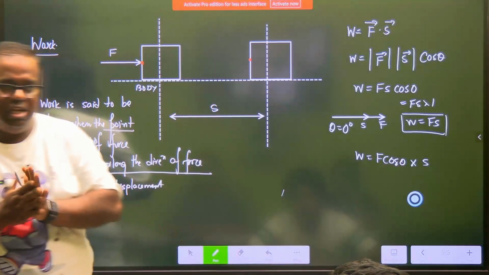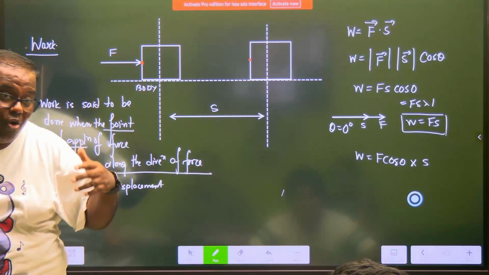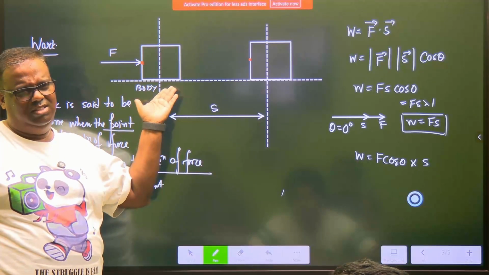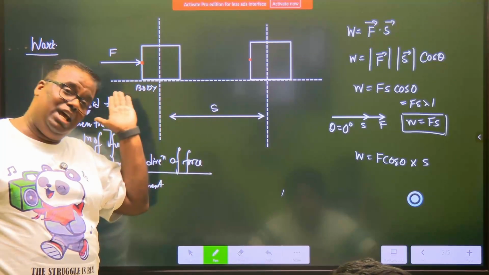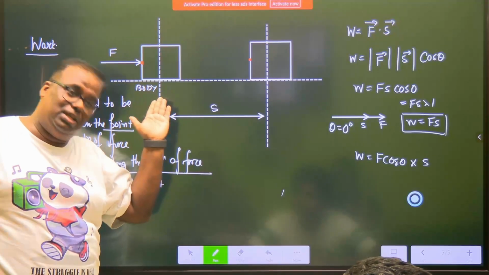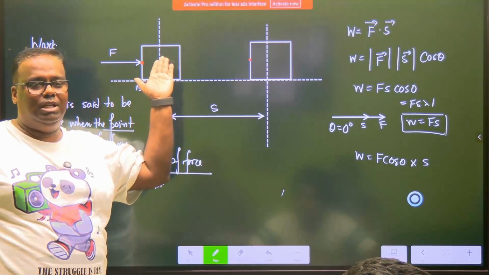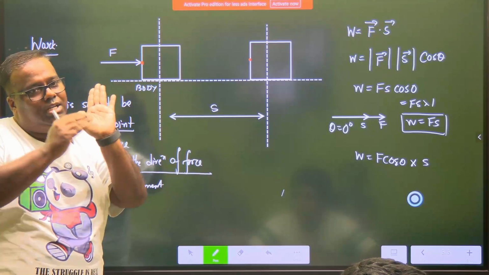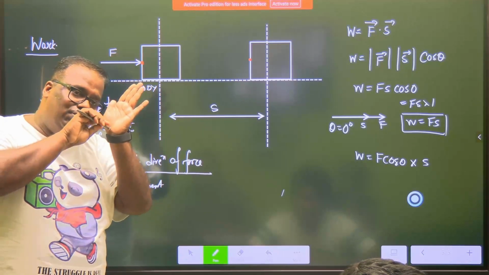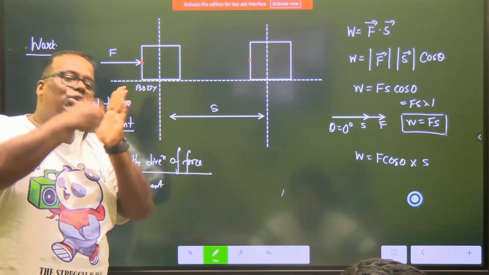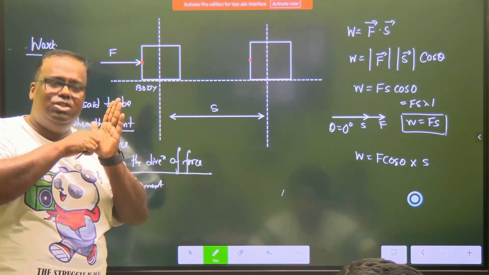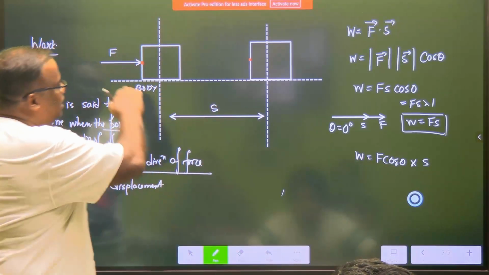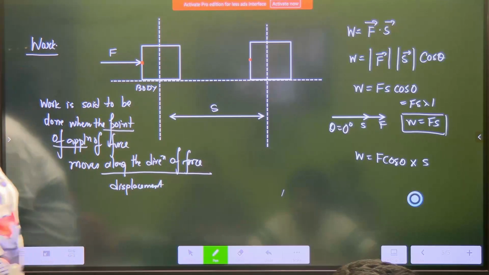What is F cos theta? F cos theta is the horizontal component of the force. This force is already horizontal, so the horizontal component is the force itself only. It cannot have any other vertical component. Any vector can be resolved into two components which are 90 degrees to each other. The original itself is at 0. How will you resolve it now? You can't resolve it. So if we resolve it, F cos theta is the force which is in this direction only.